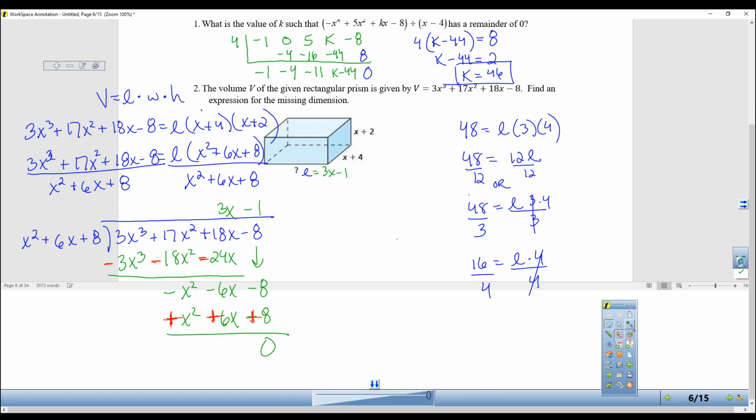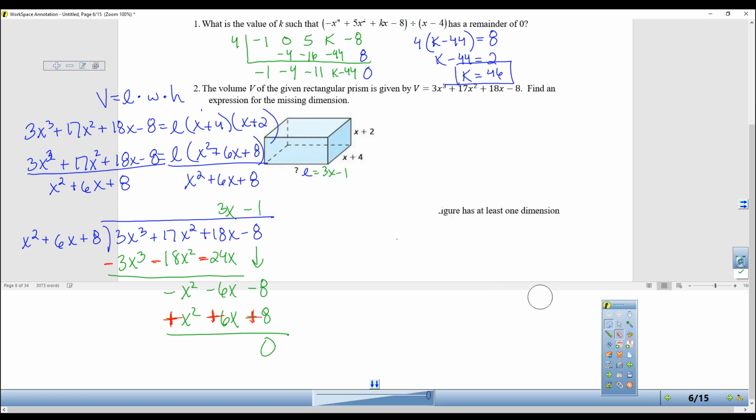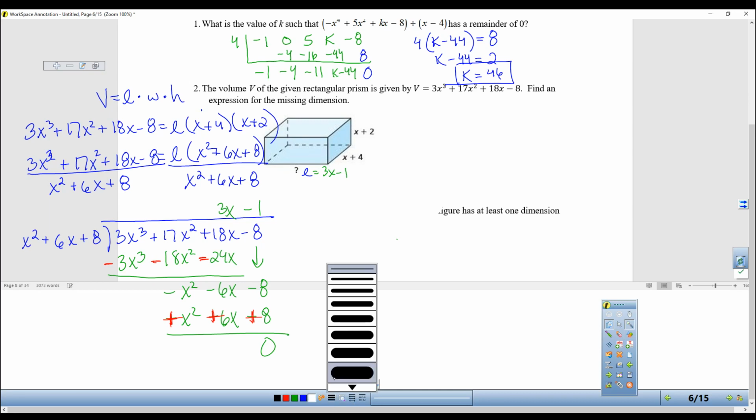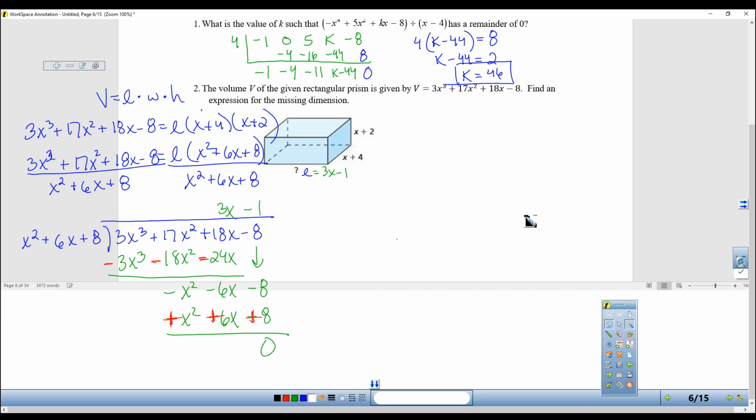But just as a little note, you could divide by 3 and then divide by 4. And if you're wondering, why would I want to do that? Well, because if you just divide by 3 first and then by 4, or in this case, divide by x plus 2 and then x plus 4, you can use synthetic. And that might be more appealing to some of you. So let's do it that way.